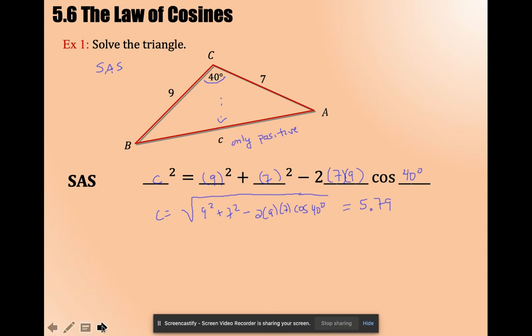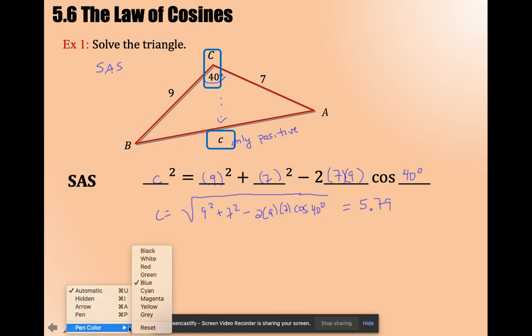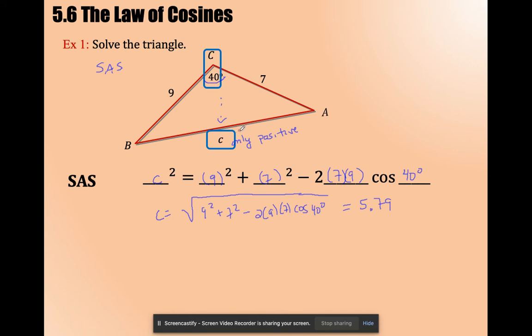Now what? I found the length of C, 5.79. And now I need to find these other two angles. But now I have three sides. I could use the law of cosines again, but I could also do the law of sines. Right? And sometimes this ratio is a little bit nicer to work with, but you don't have to. It doesn't matter. I'll be able to follow your work.